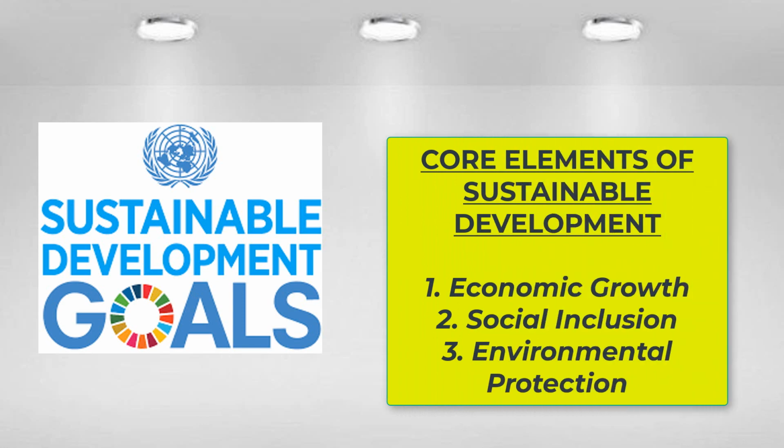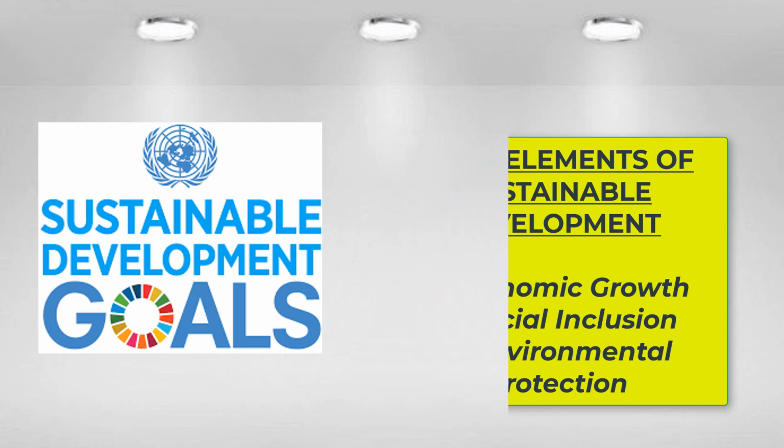So the three main elements of sustainable development are economic growth, social inclusion, and environment protection. If we divide them into proper categories in terms of sustainability, these are environmental sustainability, social sustainability, and economic sustainability.